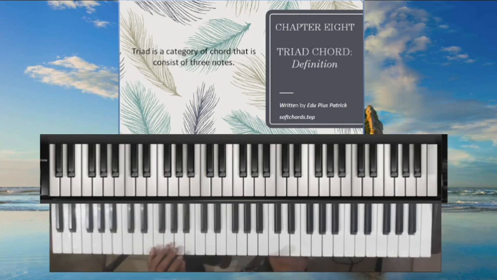Now we have categories of chords. The first one we're treating here, very common and used often, is the triad. A triad is a category of chord that consists of three notes. We have 4-note chords, 3-note chords, and 2-note chords. Now we talk about the triad. A triad is a 3-note chord, which means a chord that has three notes in it.